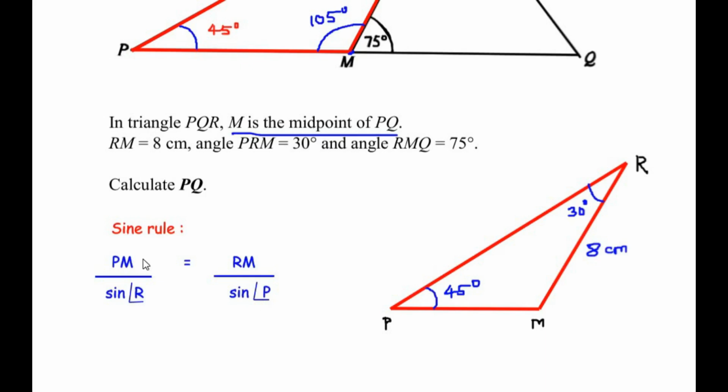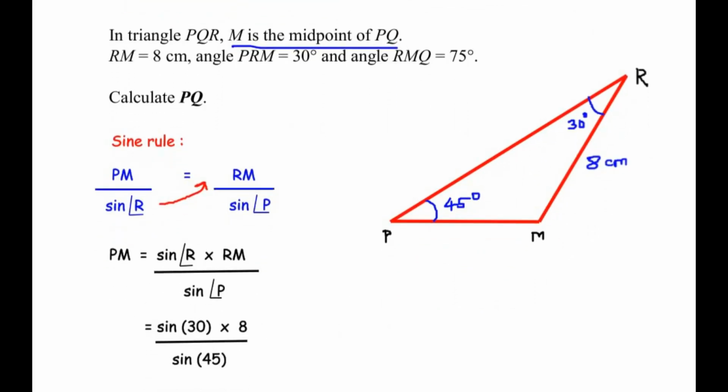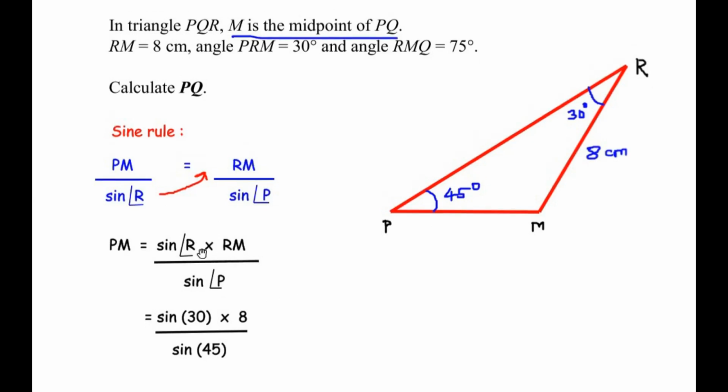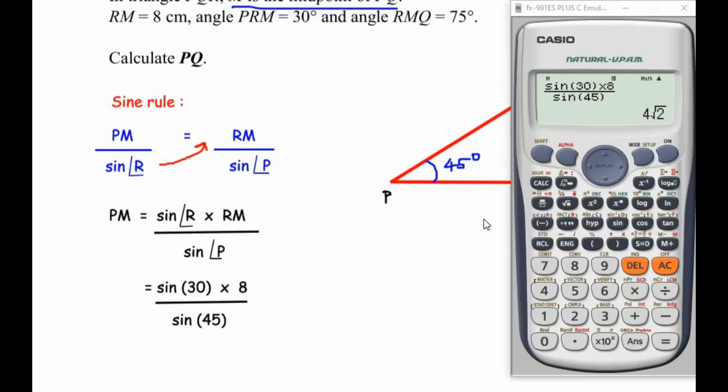Since we are finding the value of PM, we will cross multiply sine R with RM and get PM is equal to sine of angle R times RM divided by sine of angle P. So here we can see that angle R is 30 degrees. So we have written sine of 30 times the RM value, 8 centimeters, divided by sine of angle P, which is 45 degrees. So let us calculate and find out what value we get here. So we get the value as 4 root 2.